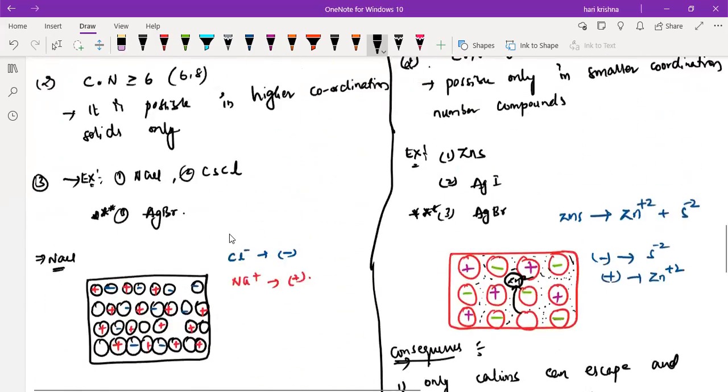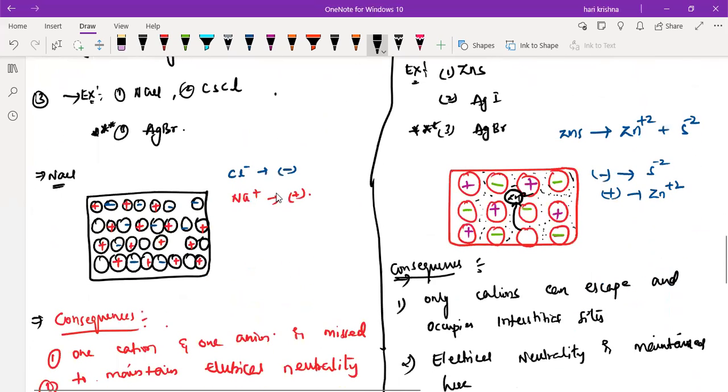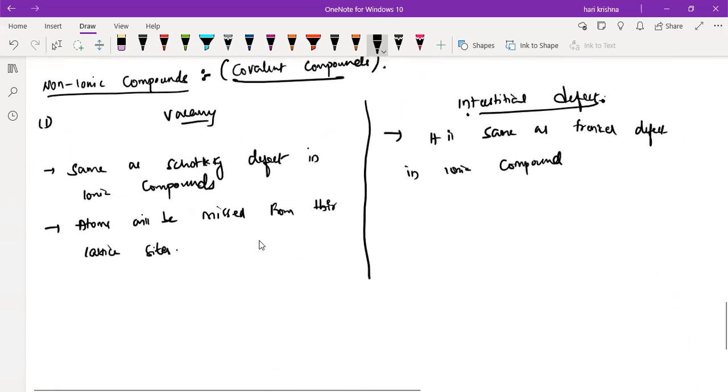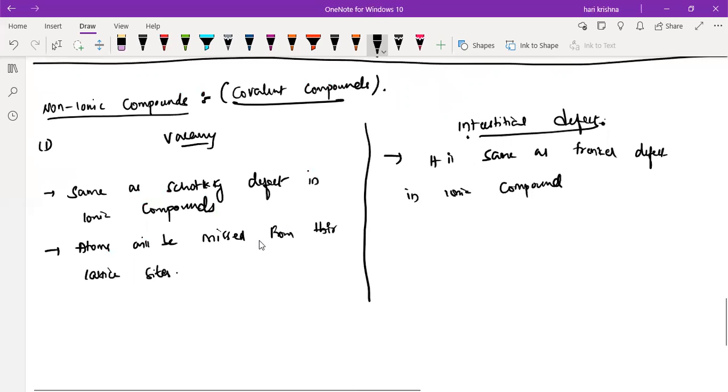Again, we have the same repetition of the points. So the remaining defects we'll study in the next class. Up to this, if you have any doubts, you can ask me. Any doubts up to this? No, sir. Any doubts? No doubts? If no doubts, I will end the class here.